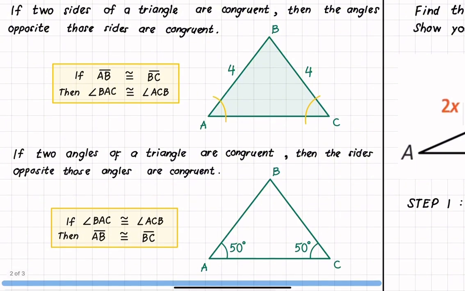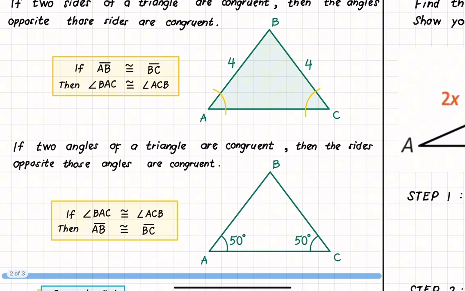The converse of this theorem is that if two angles of a triangle are congruent, then the sides opposite those angles are congruent. So just the reverse. If angle BAC is congruent to angle ACB, then the sides opposite those, side AB, is congruent to side BC. So again, class, since these two angles are congruent, the sides opposite those angles are also congruent. It means that if this measures 5 units, therefore, this side is also 5 units.